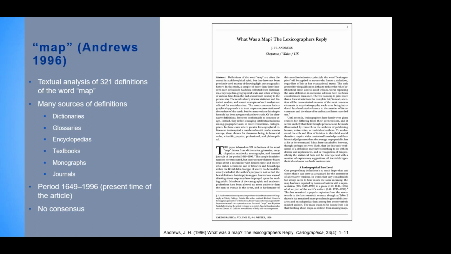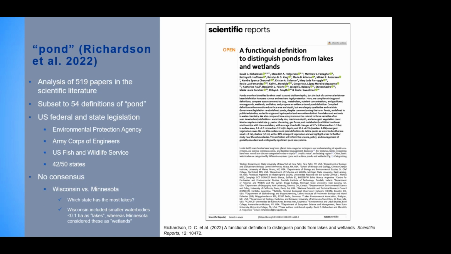There's a review paper here where the author reviewed 321 definitions of the word map. No consensus. Here, a team analyzed 519 papers with 54 definitions of pond. Again, no consensus.